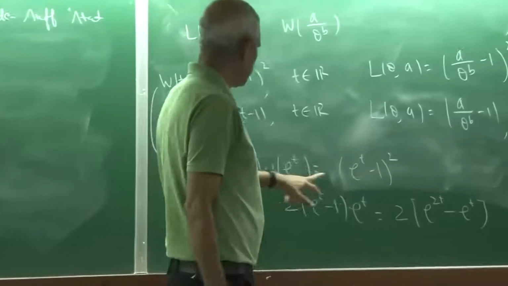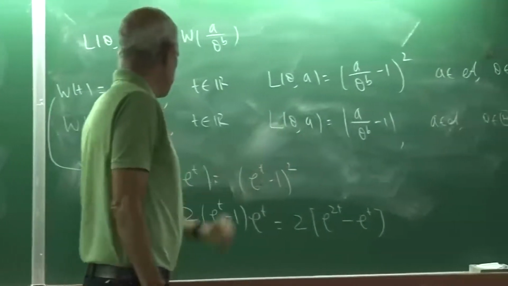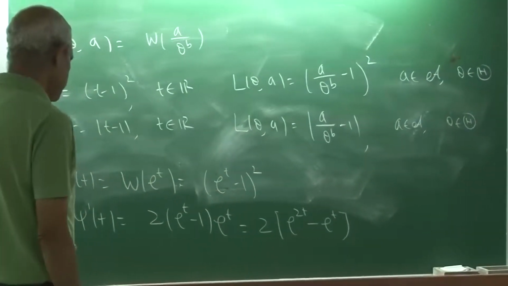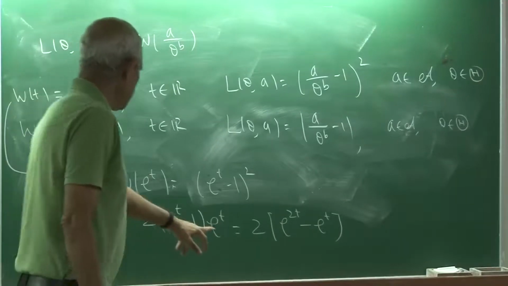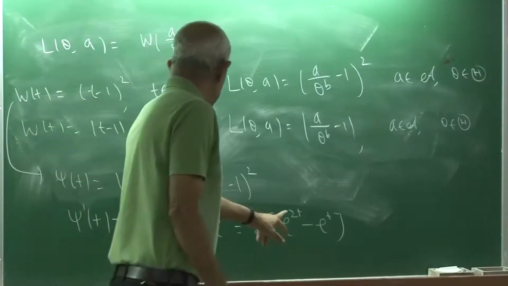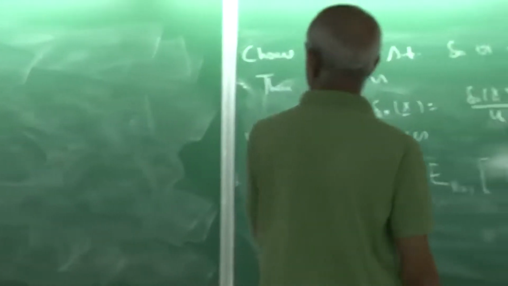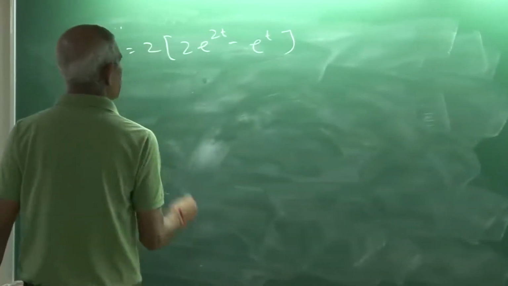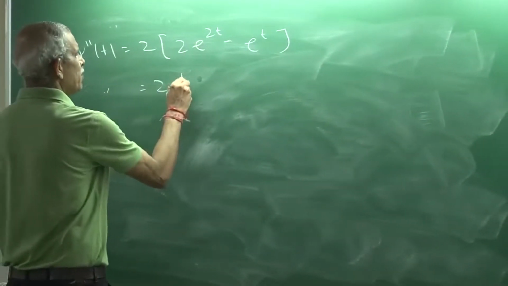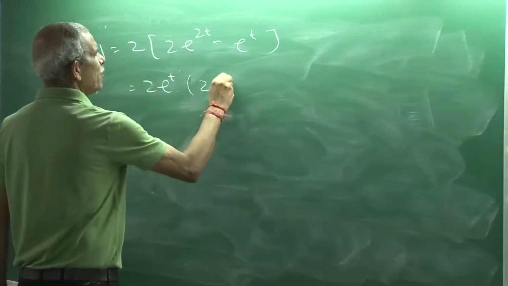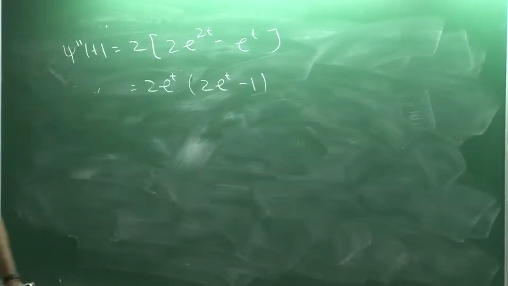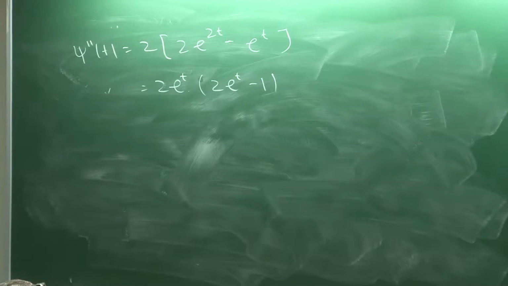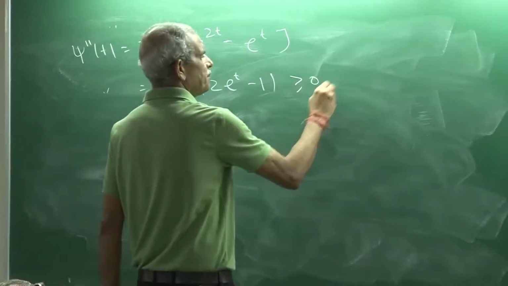So let me again check whether W of e to the power t is nothing but (e to the power t minus 1) whole square. psi prime t is nothing but 2 times (e to the power t minus 1) into e to the power t, which is the same as 2 times e to the power 2t minus e to the power t. Psi double prime t is the same as 2 times (2 e to the power 2t minus e to the power t), which is the same as twice e to the power t into (2 e to the power t minus 1), right? Which is always greater than or equal to 0 for every t positive.